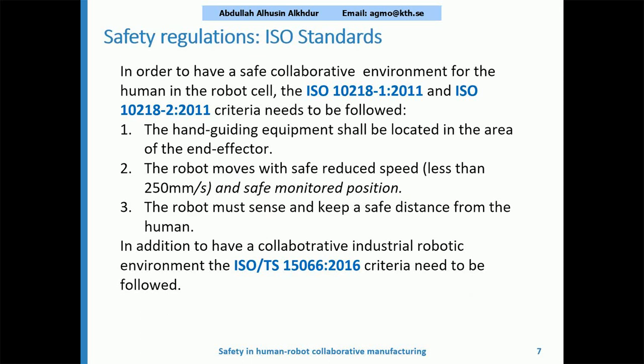In addition to that, there's also a recent standard, which at the moment is a technical specification, so it's not a standard yet, which is ISO TS 15066. And this is for collaborative industrial robotics, which defines different aspects, highlighting the safe speed of the robot and the minimum distance between the human and the robot.